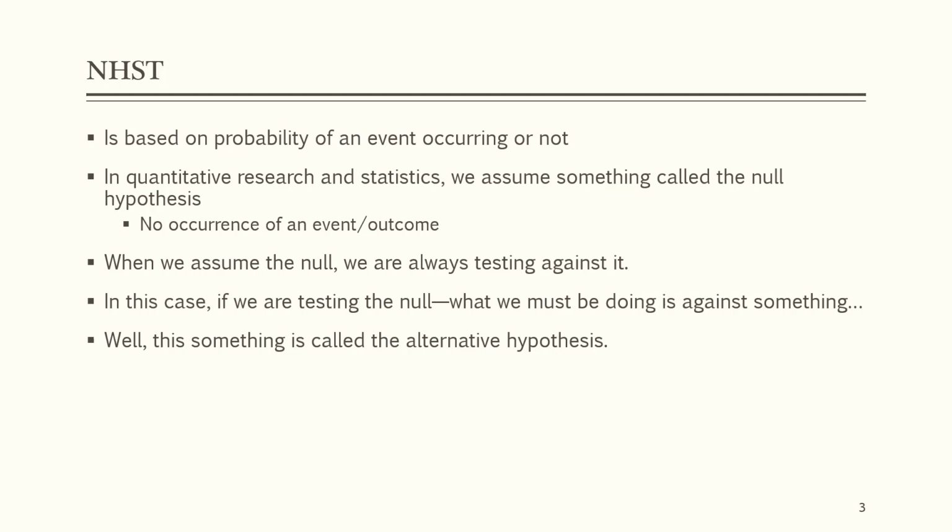In quantitative research and statistics, or the positivist approach, we're always going to assume the null hypothesis, always assuming that there is going to be no occurrence of the event or the outcome. We always test the null hypothesis. We're testing against the fact that there is going to be no impact based on what we're doing, because we want to either accept the null hypothesis that there is going to be no difference, or reject the null hypothesis that there is a difference, and so we need to look deeper into what that is.